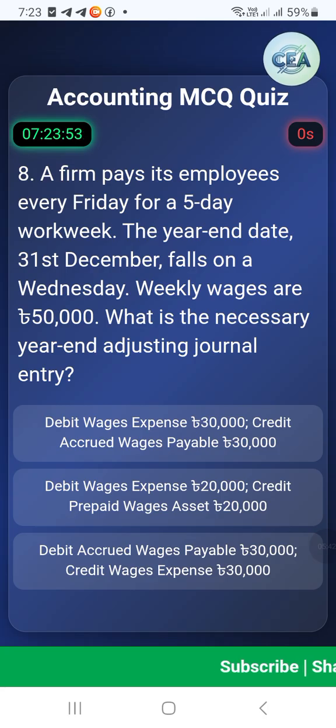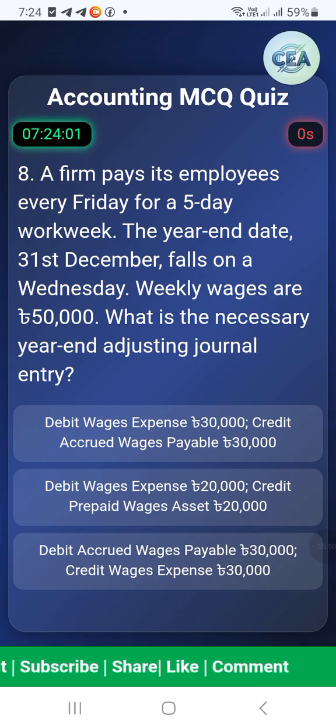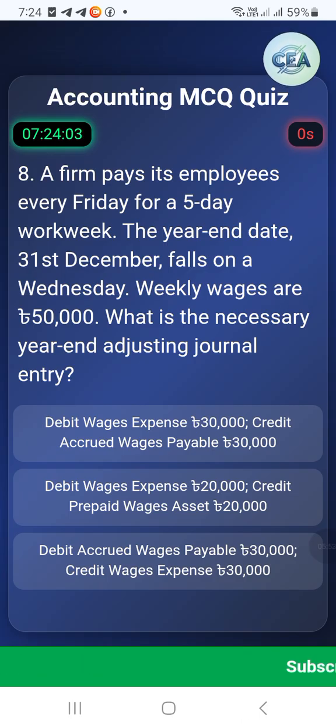8. A firm pays its employees every Friday for a 5-day workweek. The year-end date, the 31st of December, falls on a Wednesday. Weekly wages are 50,000 takas. What is the necessary year-end adjusting journal entry?